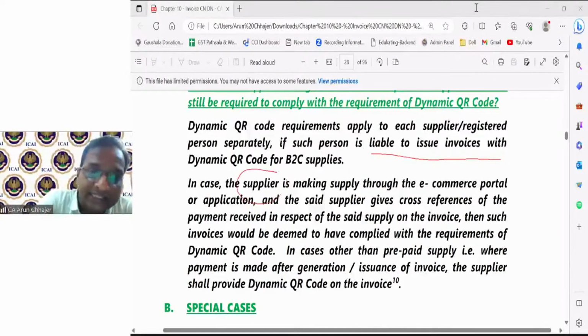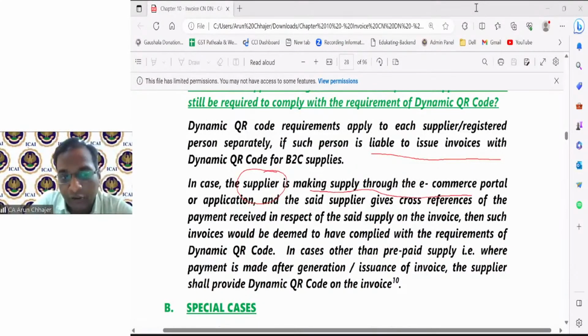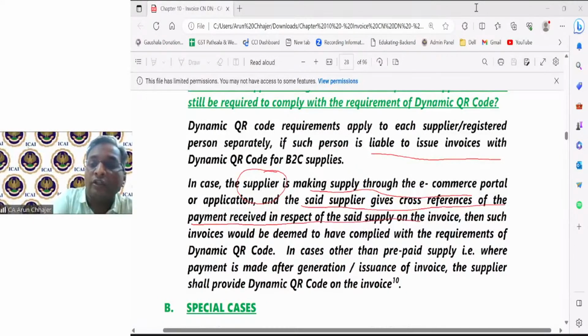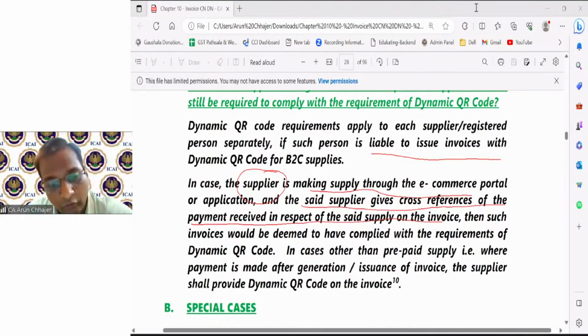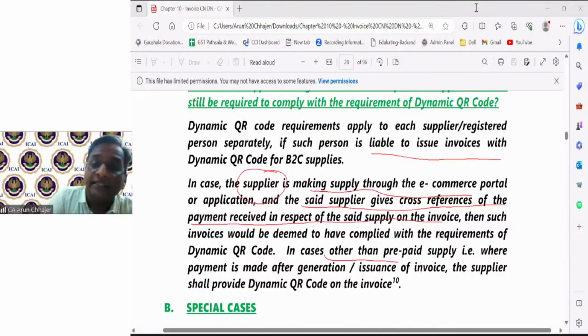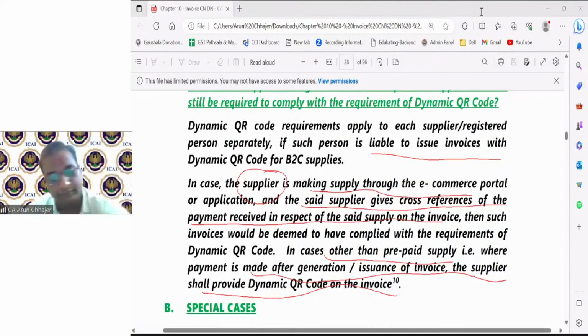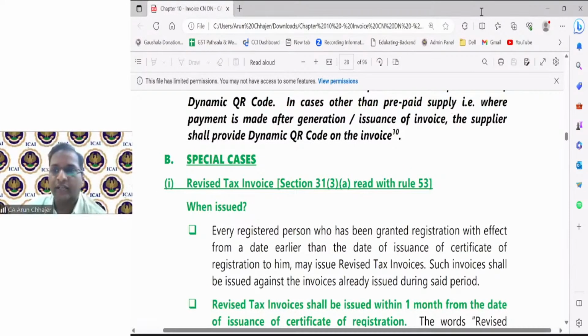Now, in case the supplier is making the supply through an e-commerce operator or application, and the said supplier gives the cross-reference of the payment received on the invoice, such invoice would be deemed to have complied with the requirement of dynamic QR code. In case other than a prepaid supply, where the payment is made after generation of the invoice, the supplier shall provide the dynamic QR code on the invoice. These are all the cases wherein it will be deemed that the dynamic QR code requirement has been complied with.